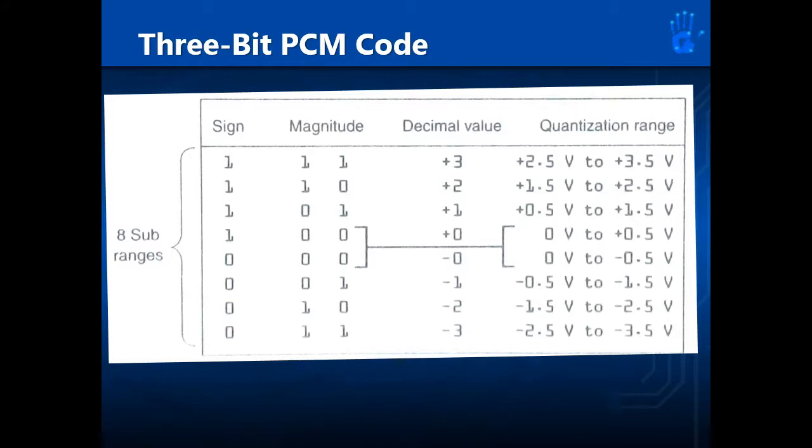The quantization range gives us the range of values for which the sampled flat top signal will be approximated to a specific decimal value. For example, for a quantization range of 2.5 volts to 3.5 volts, it will be approximated to a decimal value of positive 3 volts. Similarly, when the flat top amplitude is between 1.5 volts to 2.5 volts, it will be approximated to a value of positive 2 volts.